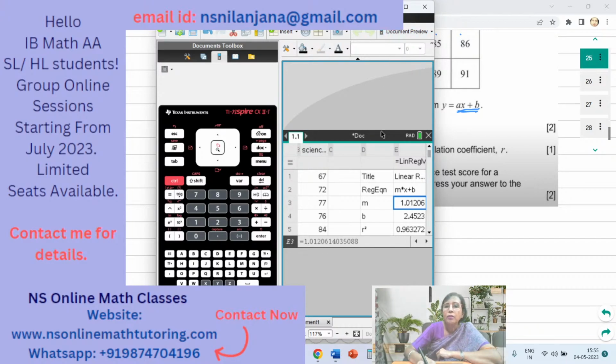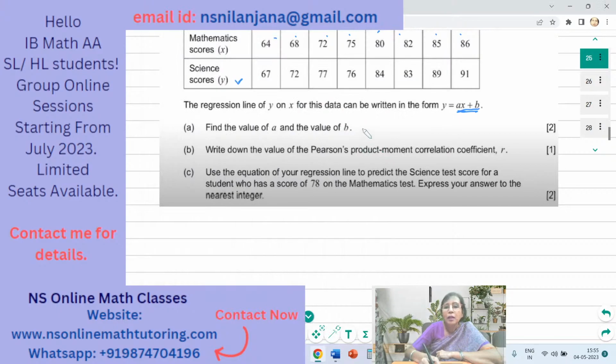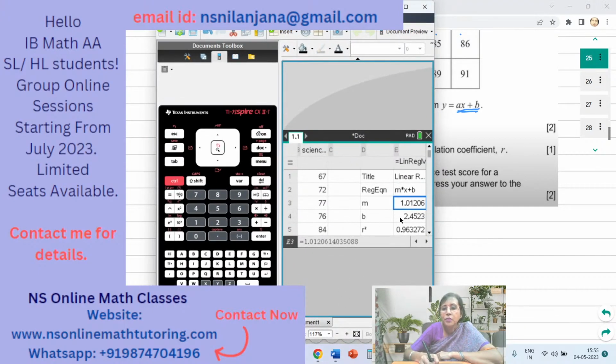So fine. Let me write a equal to 1.01 and the value of b is this one. b is 2.4523, up to 3 significant figures it is 2.45. Okay.